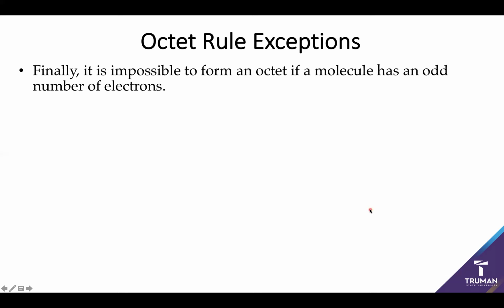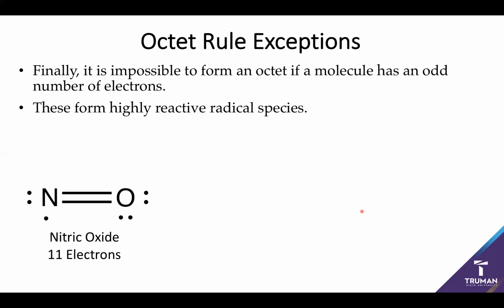Then we have our last exception to the octet rule, and this is simply the case where if I have an odd number of electrons on my molecule, I can't make it so that every atom has an even number of electrons. It becomes a game of musical chairs. If you don't have enough chairs, somebody's going to lose out. And these tend to almost always form very highly reactive species that we call radicals. So a radical is a way to talk about a chemical species that has a lone unpaired electron.